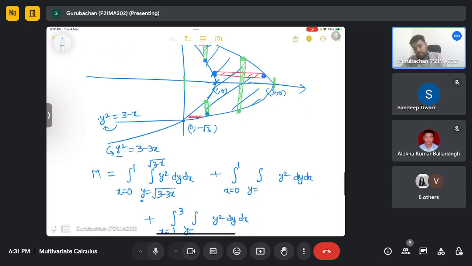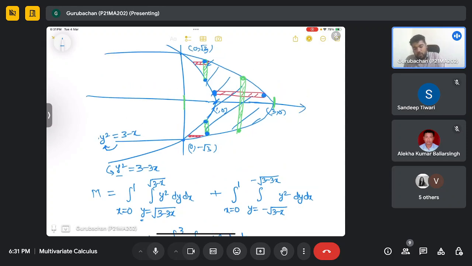In a similar way, now tell me what can be the lower and upper limit for this. Since y is varying from 0 to 1, what is the upper limit or lower limit? Since this is touching the curve y square is equal to 3 minus x and y is negative, it will be under root 3x with negative sign. And the above one is under root 3 minus x with negative sign.